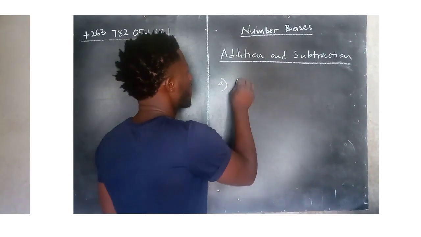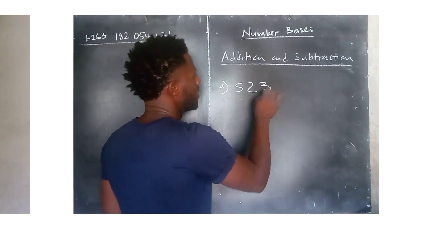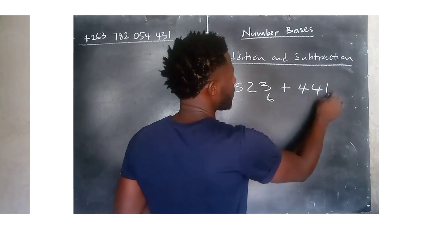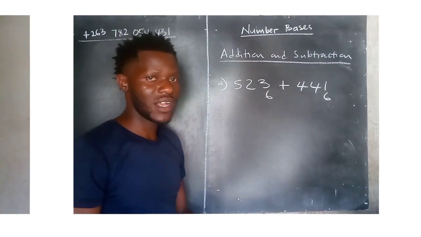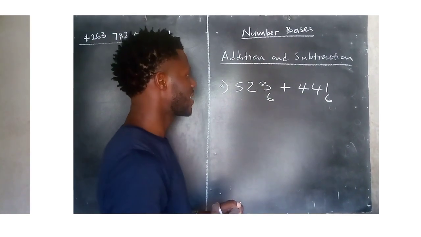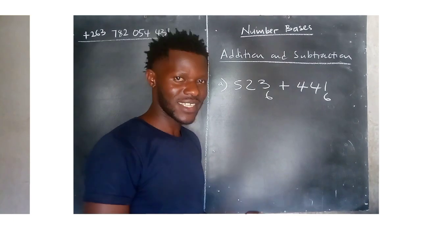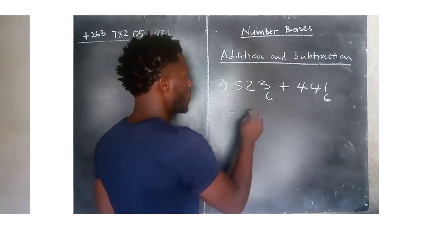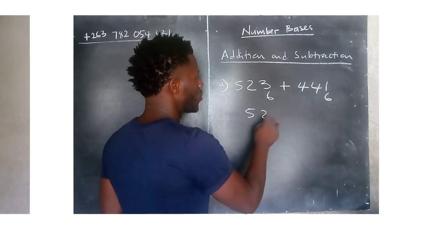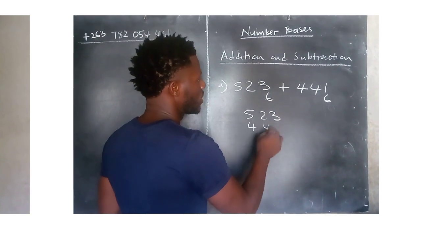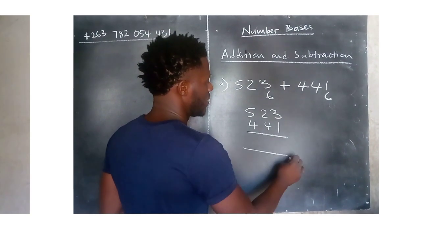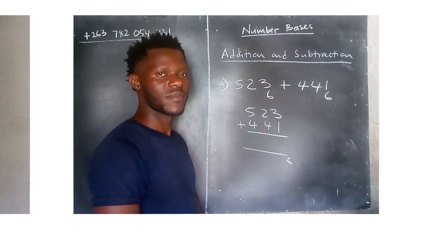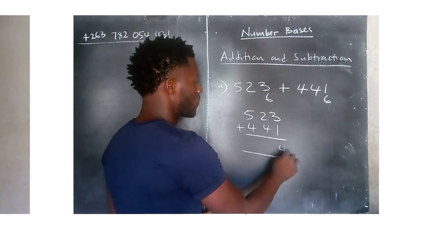For example, 523 base 6 plus 441 base 6. These numbers qualify to be added directly because they are the same base. So what you do is you arrange the given numbers as usual, one number on top and another number below. That is 523, 441 in base 6. Then we are adding 3 plus 1, we get 4.